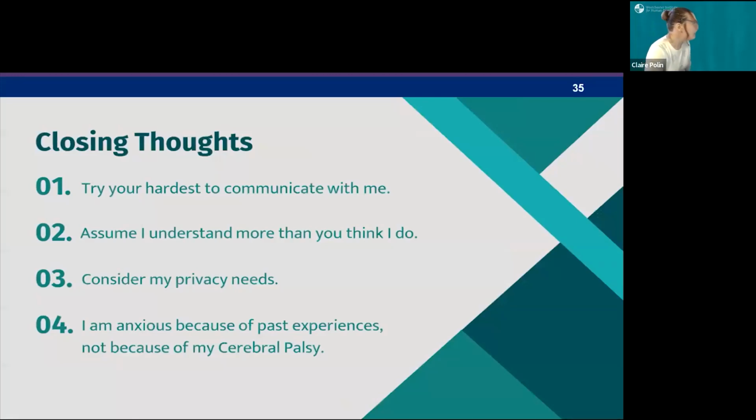Closing thoughts. Try your best to communicate with me. Assume I understand more than you think I do. Consider my privacy needs. Lastly, I am anxious because of past experience, not my disability. I would like to elaborate on 2 of these points.